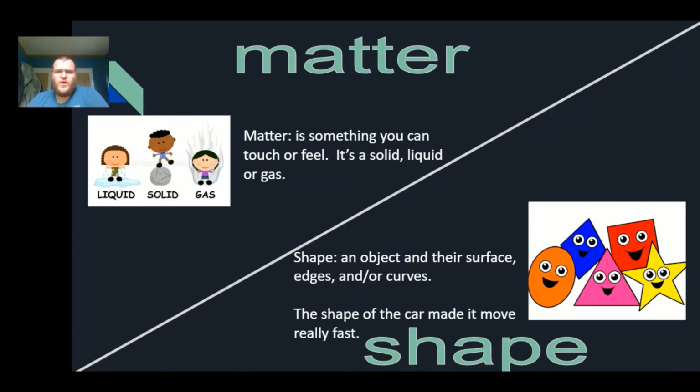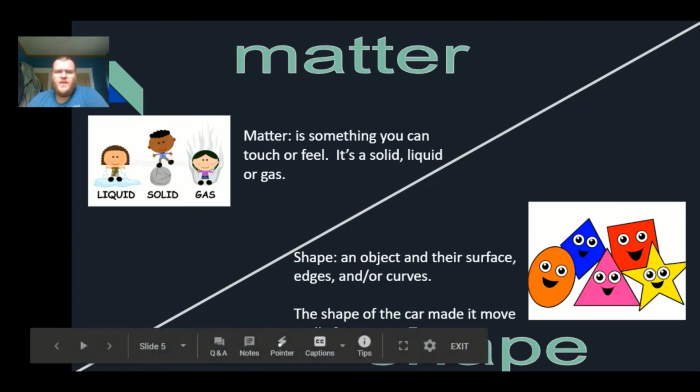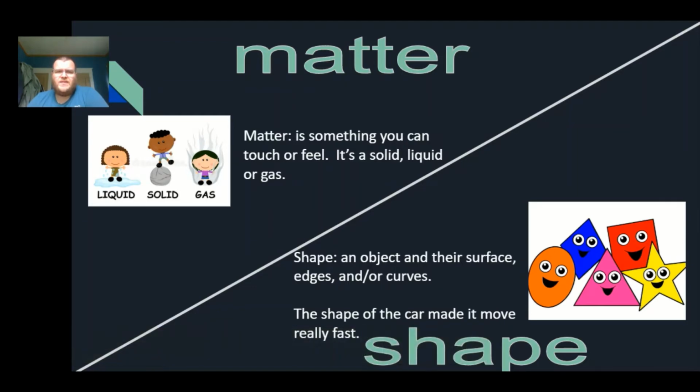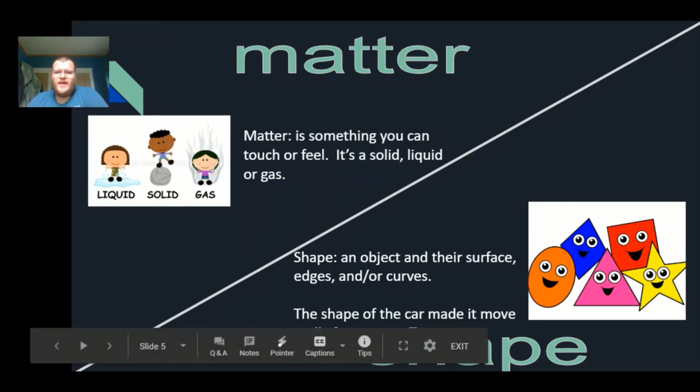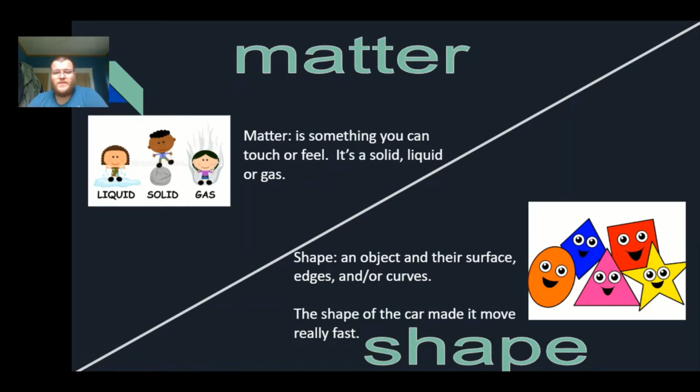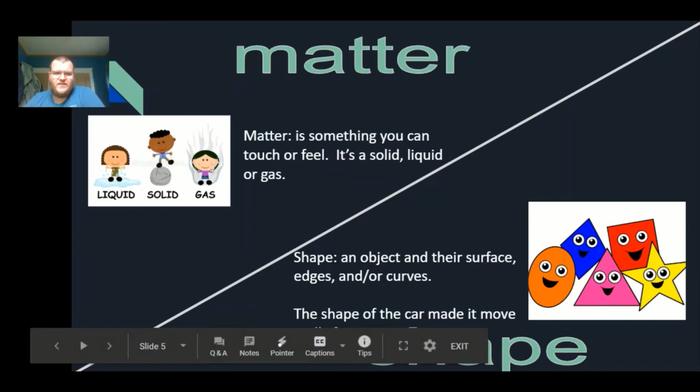Up here we have the word matter. Matter is something you can touch or feel. It's a solid, liquid, or gas. So take a look at this picture here if you need an example. A shape is an object and their surface, edges and or curves. The shape of the car made it move really fast. So shape is something that a solid is. A solid has to be a shape.